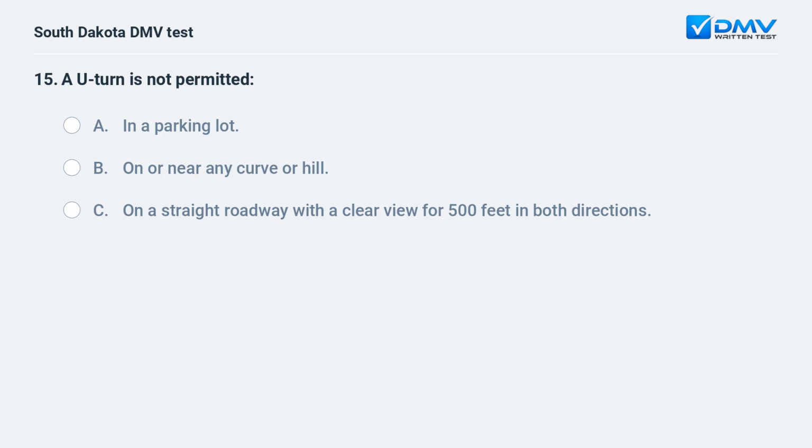A U-turn is not permitted: A. In a parking lot. B. On or near any curve or hill. C. On a straight roadway with a clear view for 500 feet in both directions.